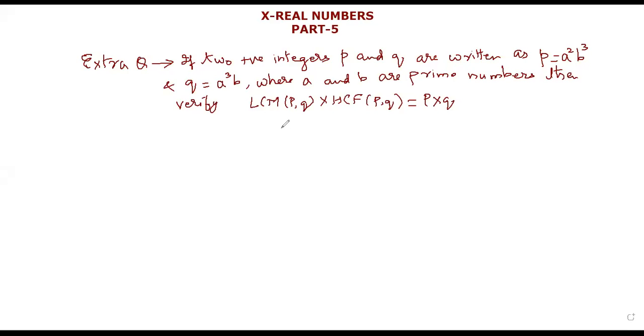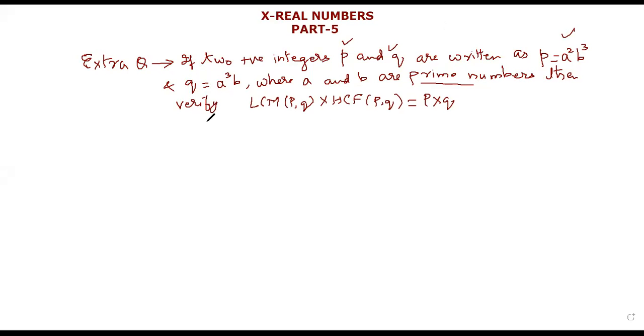So now we will do an extra question. There are two positive integers p and q, which are composite numbers, obviously, because they are written in the form of a square b cube, where a and b are prime numbers. So p is a composite number and its factors are a squared b cubed. And q is a composite number, its factors are a cubed b.